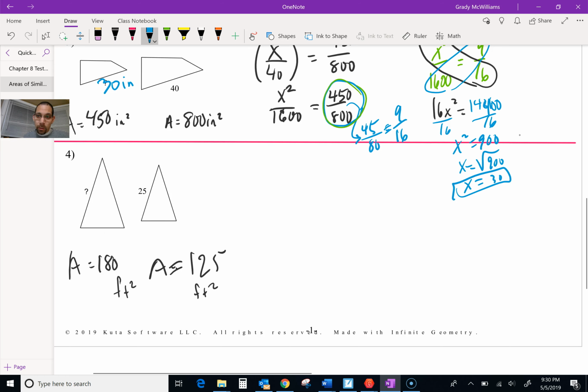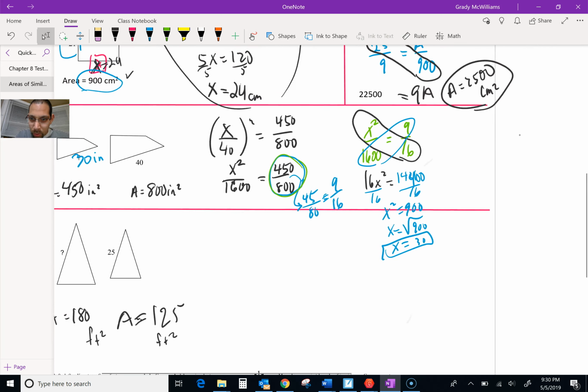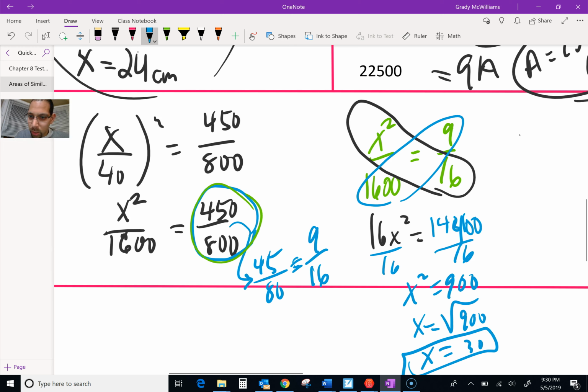Let me go a step back now. I know this video is starting to get a little bit long, but I want to go back to right here, and you could do this a couple of different ways. Maybe it's starting to make sense where you got x squared over 1600 equals 9 over 16. If we square root this, I do it on one side, I have to do it on the other side. The square root of x squared is just regular x.